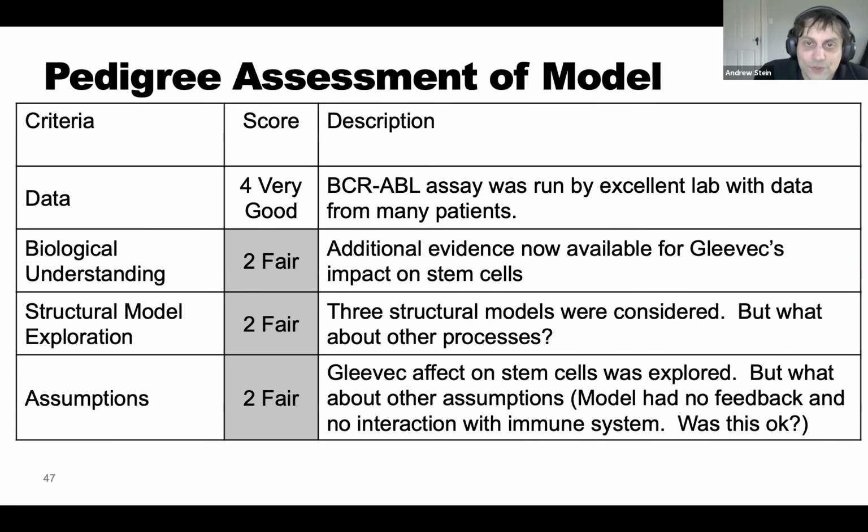And so if we do an assessment of that, there's additional evidence now for what's going on, based on having the data from the bone marrow. We considered 3 structural models, right? But there are still other processes that are left out. We didn't consider feedback, or the immune system's interaction with the disease. So depending on the question of interest, it's possible these models aren't even good enough.